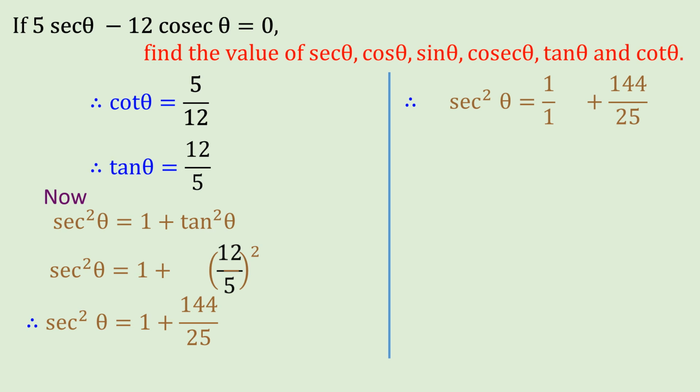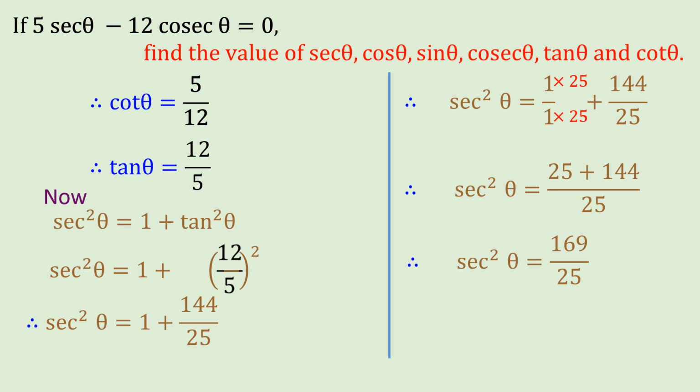We got sec square theta equals 1 plus 144 upon 25, which can be written as 1 upon 1 plus 144 upon 25. Again, denominators are not the same, so we will equalize by multiplying as we have done. Therefore, we will get sec square theta equals 25 plus 144 upon 25, which in turn will become 169 upon 25. By taking square root, what I will get? Sec theta equals 13 upon 5.